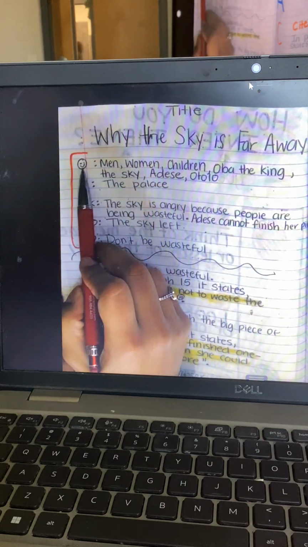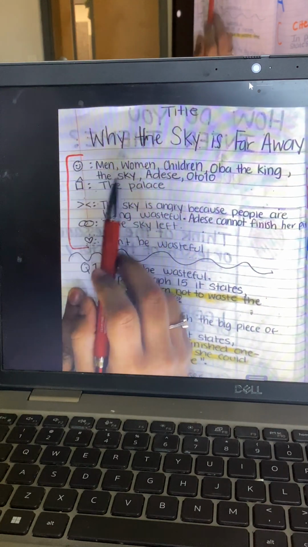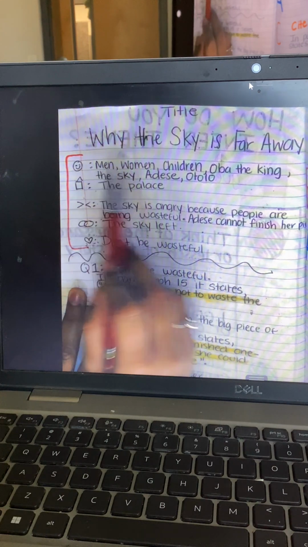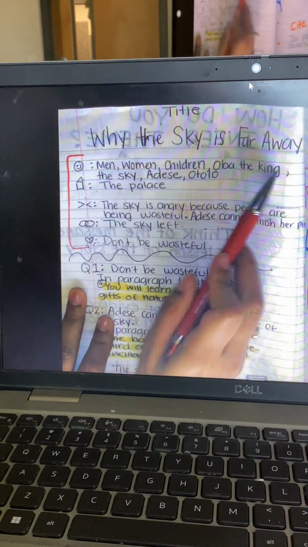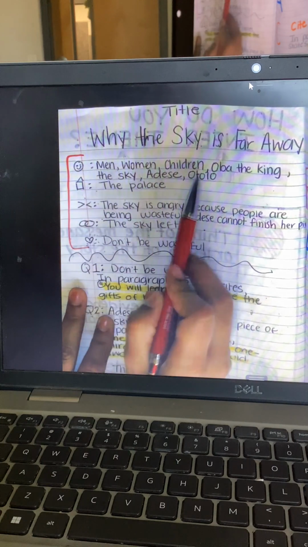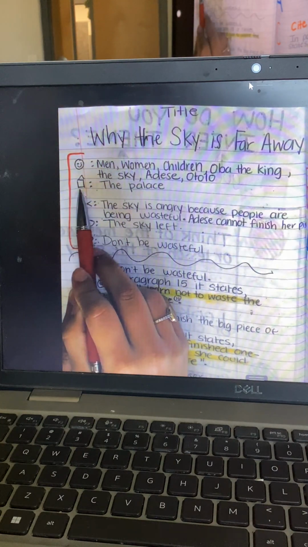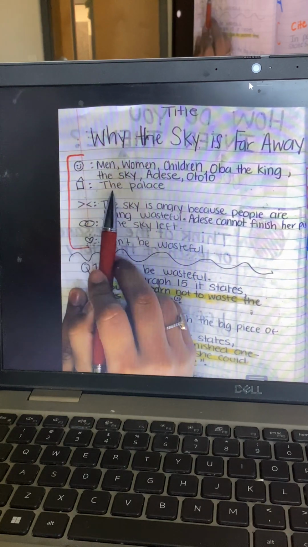So the face is characters. So in the story, as they're reading, they're going to be finding, there's a man, there's women, there's children, there's Oba the king, the sky, Adis, Otolo, right? These are the characters that are in the story. The setting, that means where is the story taking place? Where are they? In the story, they're in the palace.